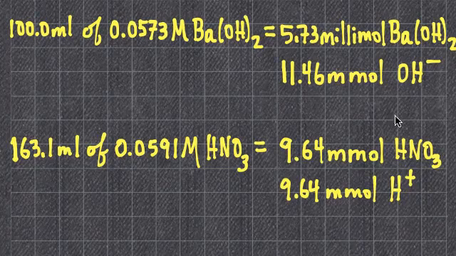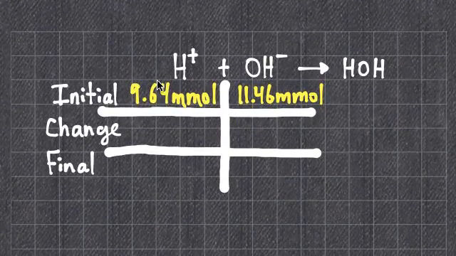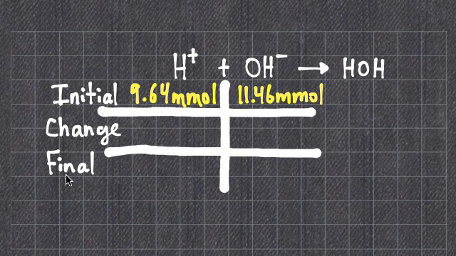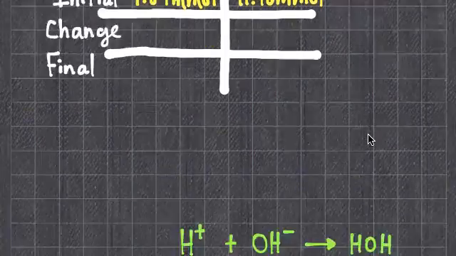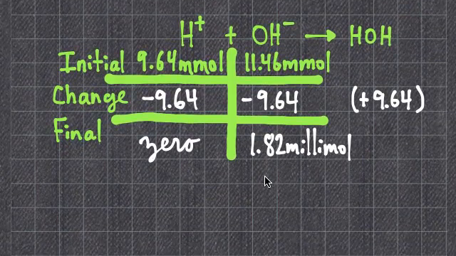So here's my strong acid, here's my strong base. Let's put them in an ICE table of sorts. In the beginning, change is not equilibrium, it's in the final. So this one will go all the way down to 0. This one will go down by 9.64. This one will go up by 9.64, but who really cares about that? Here's my table filled in. This gets totally consumed to nothing. This gets consumed quite a ways down, but I still have 1.82 millimoles of OH minus left over.